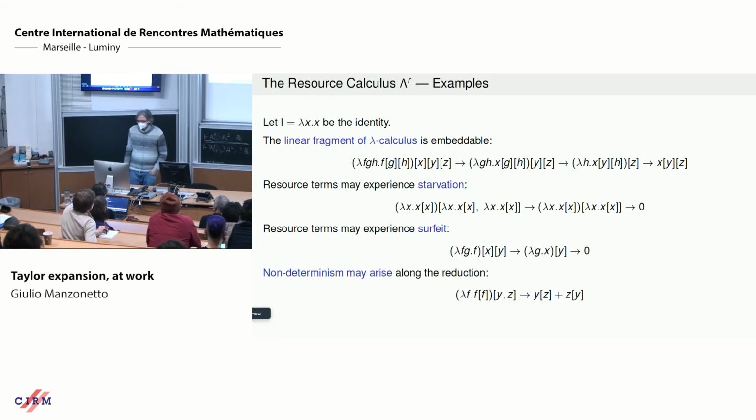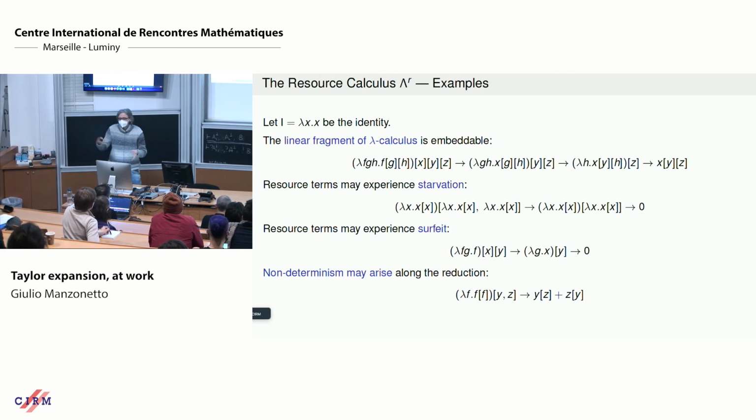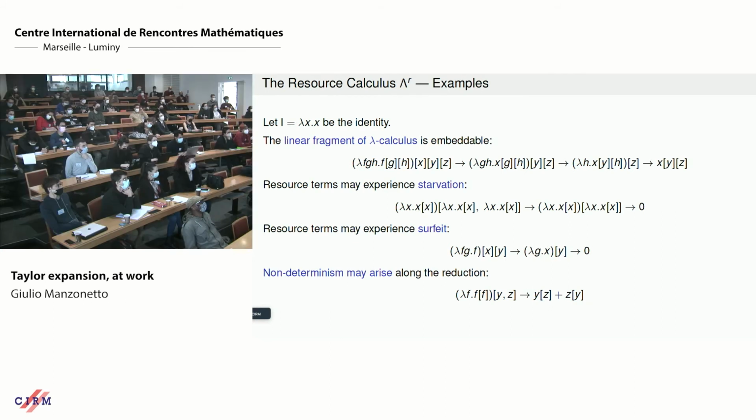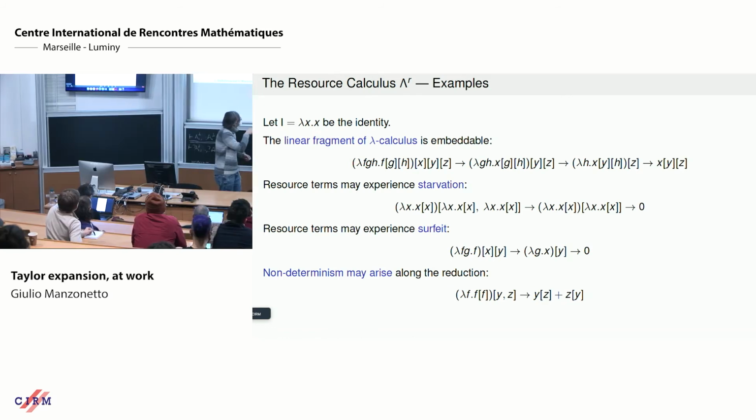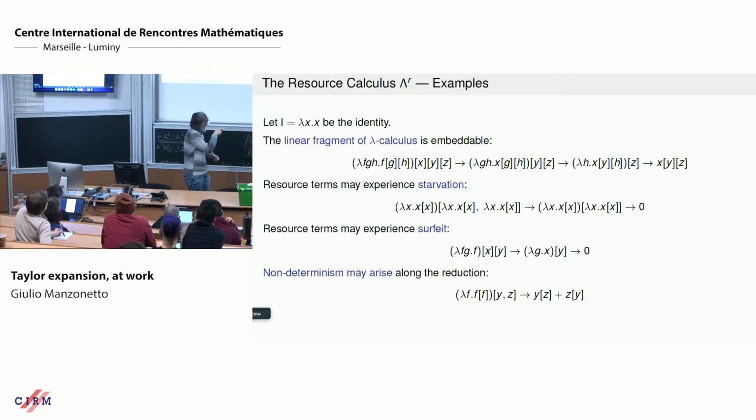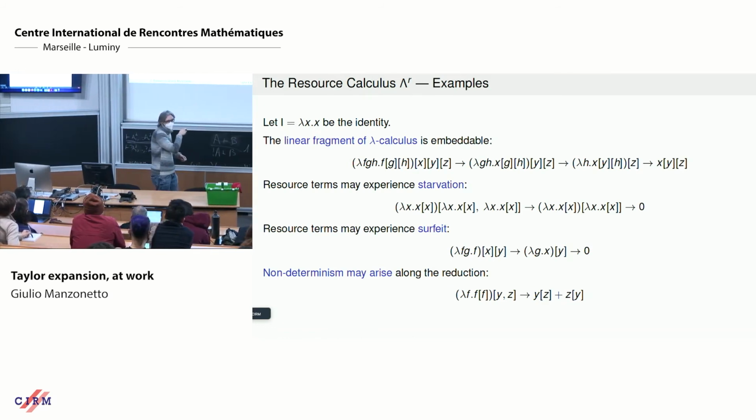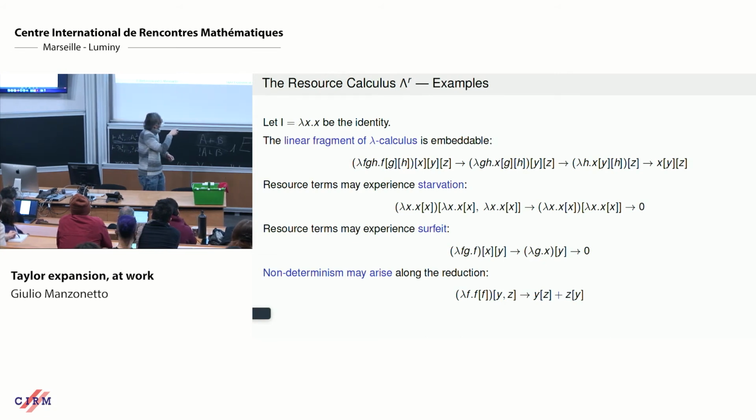Notice also that the non-determinism can arise from the reduction. So even if I start from a term which is not a sum of things, when I reduce it, since I have two possible ways of putting y and z into the two occurrences of f, I get a sum of the two possibilities.